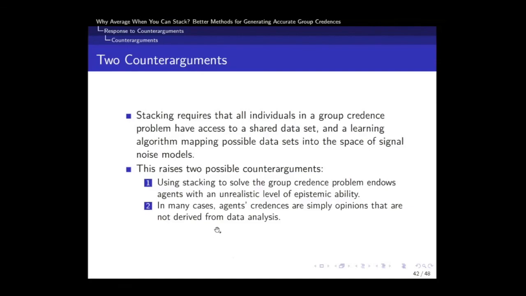First, there's the counterargument that stacking to solve the group credence problem endows agents with an unrealistic level of epistemic ability. It's just unrealistic to think of agents as coming with these learning algorithms to find over all possible data points and all having a perfectly mutual set of data. And the second counterargument is that in many cases, the agents' credences are going to simply be opinions, not derived from any data analysis. And the thought is we'd like the solution to the group credence problem to tell us something about how to aggregate those credences in a veritistic way, right?